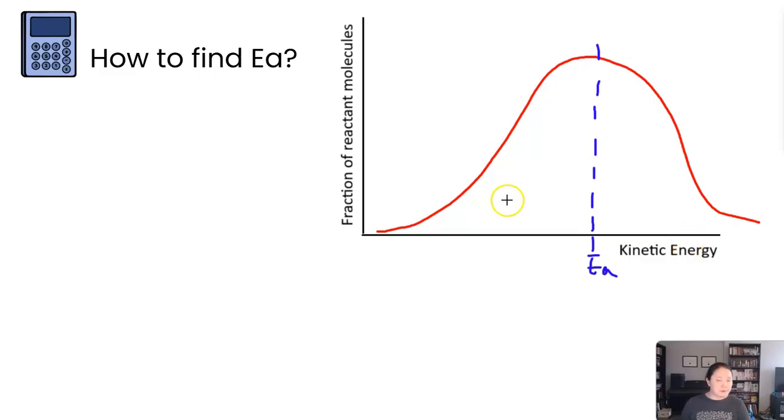Now we also know that if you do something like, say, change the temperature, then this distribution is going to change. So, for example, if we're going to lower the temperature, it'll look a little bit more like this. And there will be fewer particles that have enough energy to actually react. So if you have fewer particles that have the energy to react, the reaction rate is going to go down when you lower the temperature.